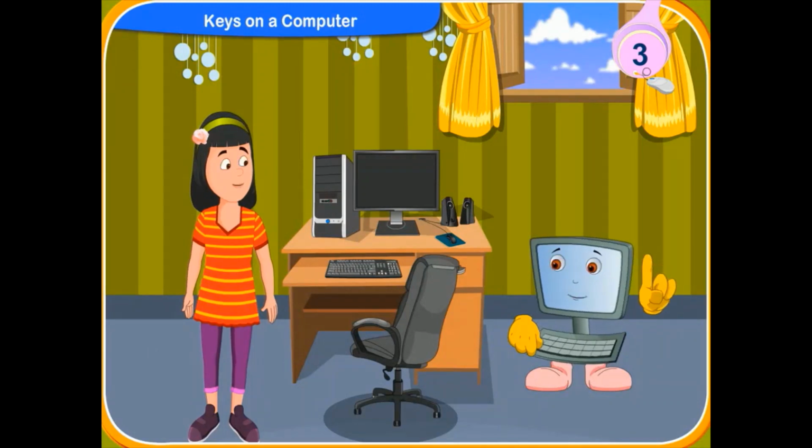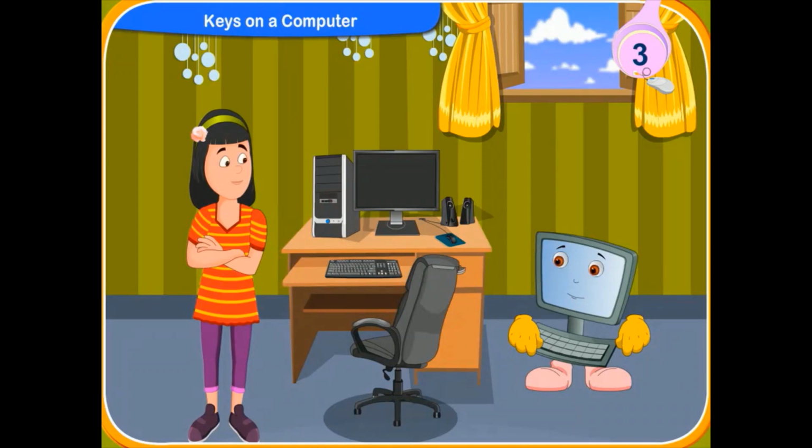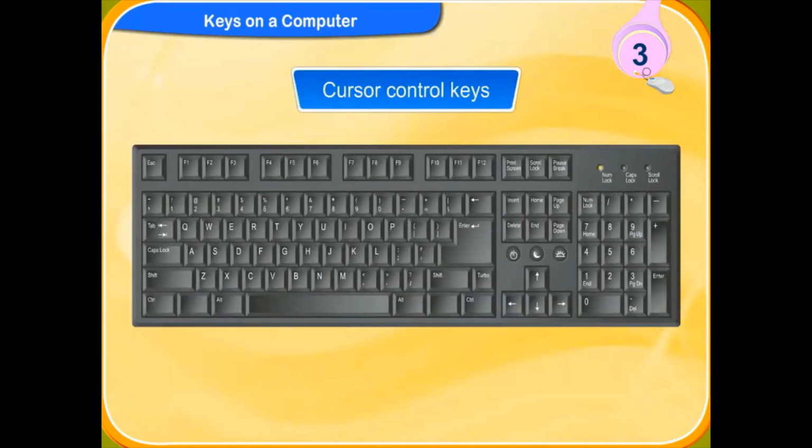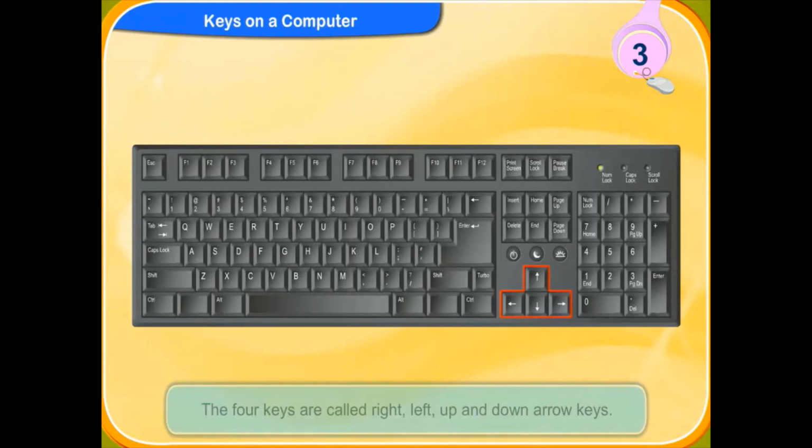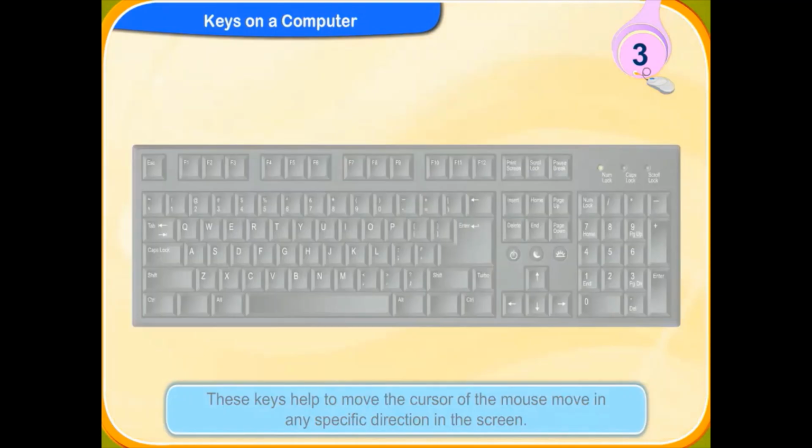Which are the cursor control keys? The cursor control keys are the 4 arrow keys on the right. The 4 keys are called right, left, up, down arrow keys. These keys help to move the cursor in any specific direction on the screen.